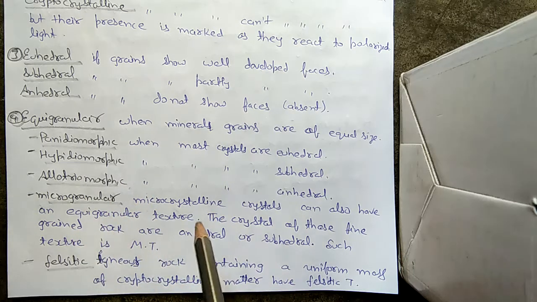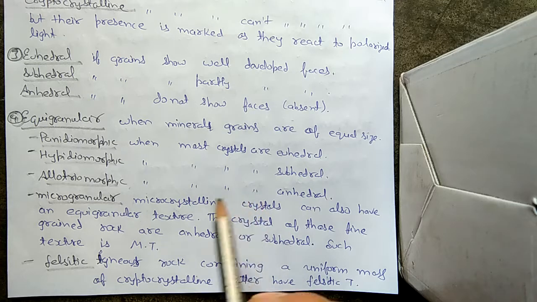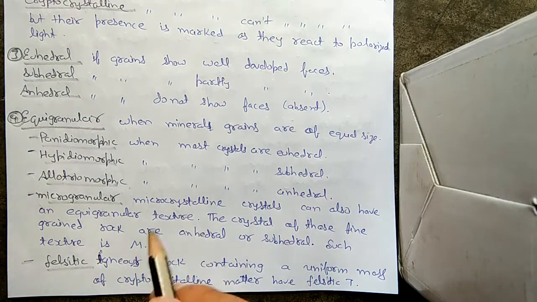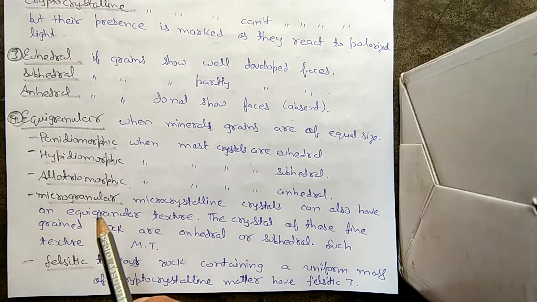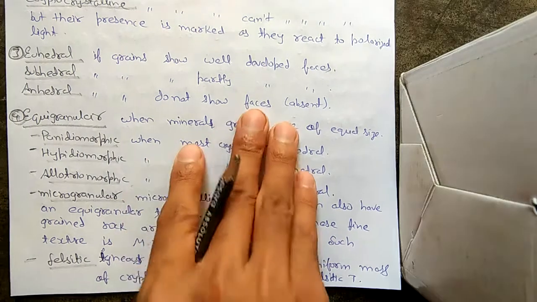Now the microgranular. Microcrystalline crystals can also have an equigranular texture, means their grain size is also equal. The crystals of these fine-grained rocks are anhedral, and if the crystals are anhedral or subhedral, then the texture is called microgranular texture. Felsitic texture. Igneous rock containing a uniform mass of cryptocrystalline matter is said to have felsitic texture.